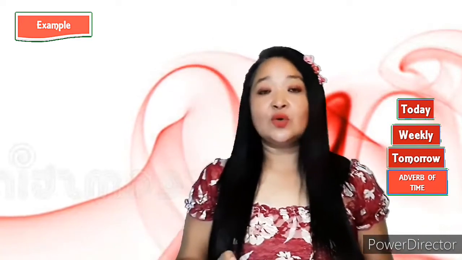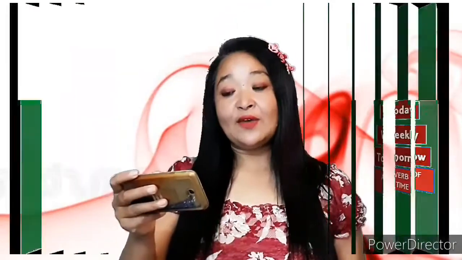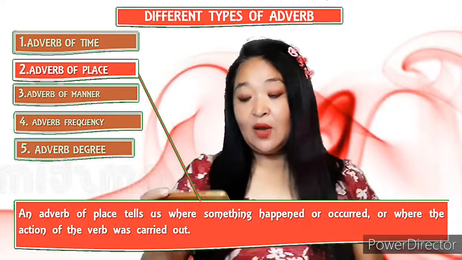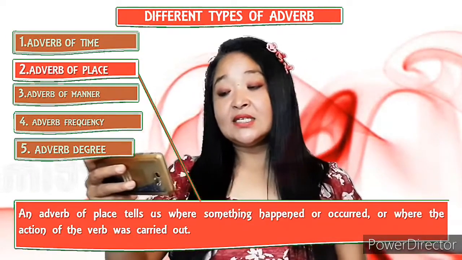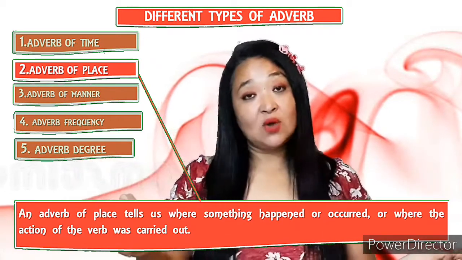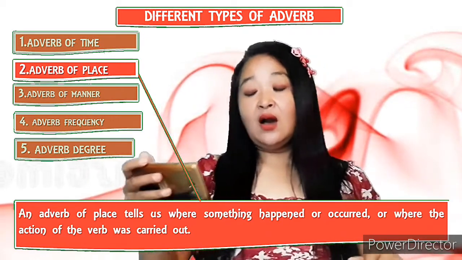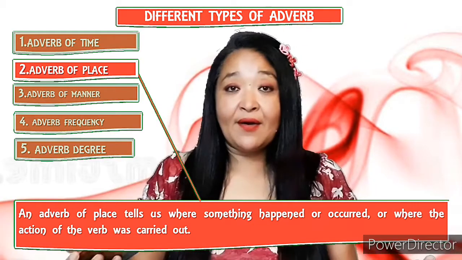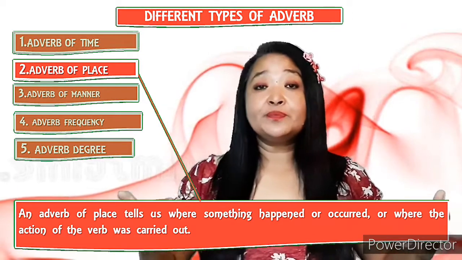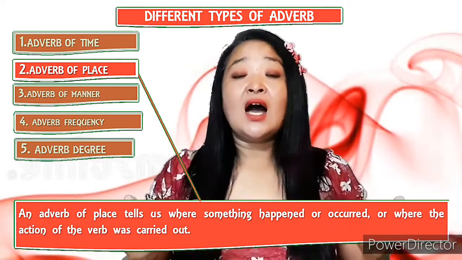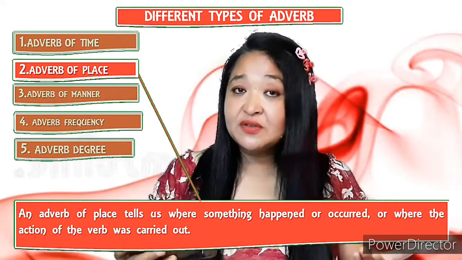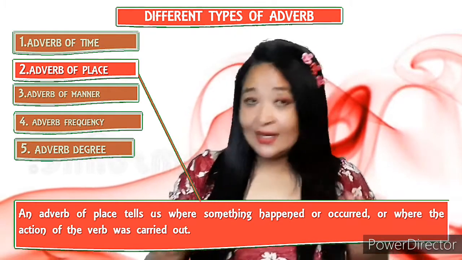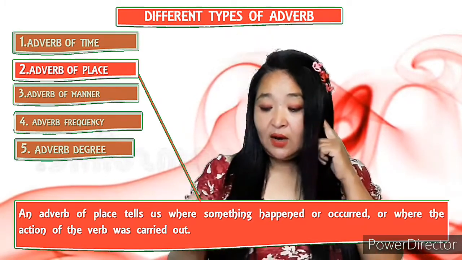Okay, right. So, the second type of adverb is adverb of place. What is an adverb of place then? Well, an adverb of place tells us where something happened or occurred, or where the action of the verb has been carried out. Usually, adverb of place answers our question of where. Shall we cite some examples to understand this better?